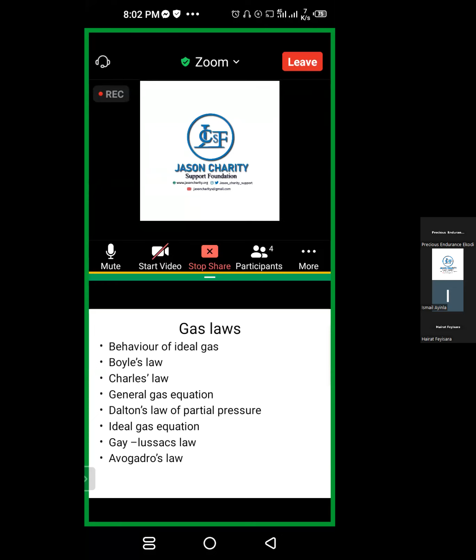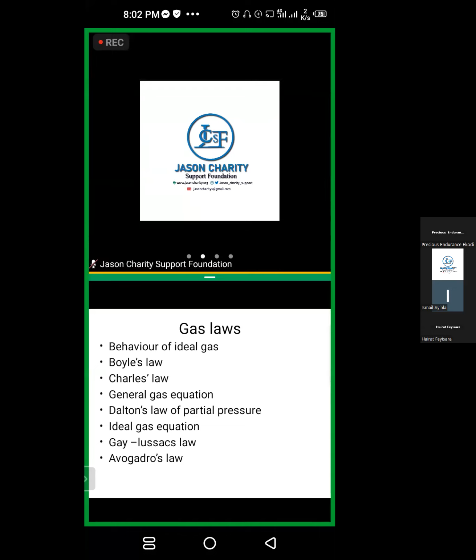Welcome to this evening's chemistry class. Last week we started talking about the kinetic theory of gases, where we talked about the phenomenon supporting the gas theory and other things that are involved. So today we'll be talking about the gas laws.